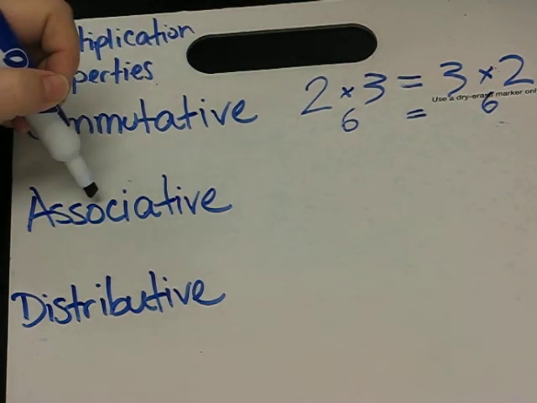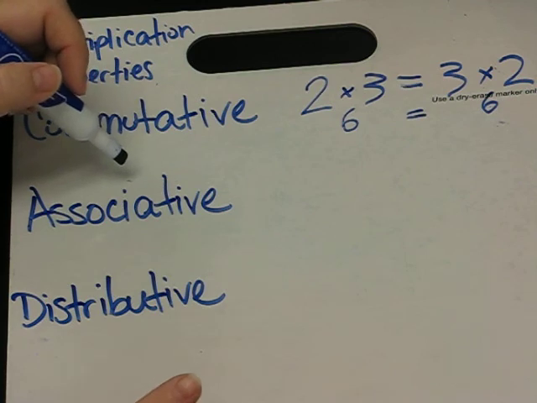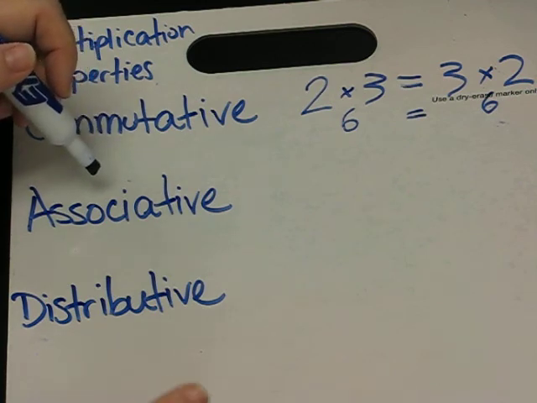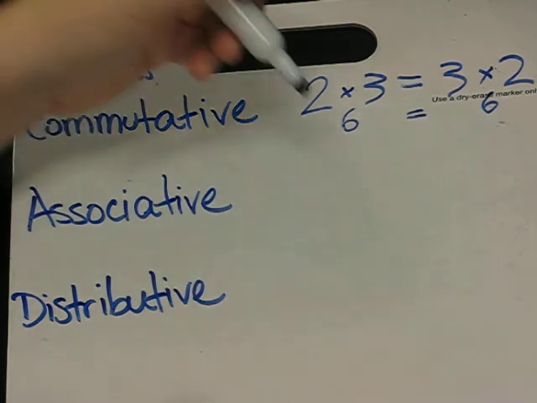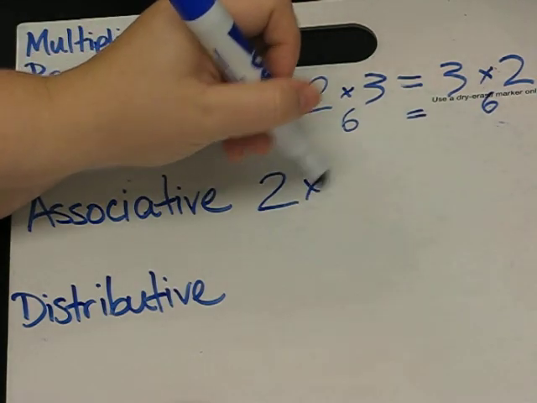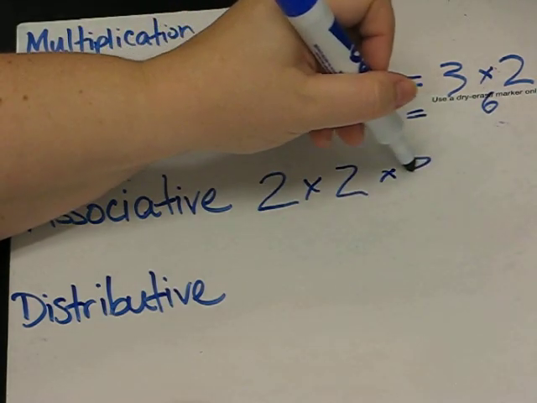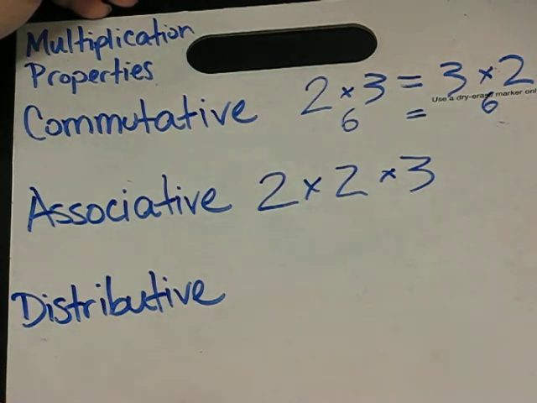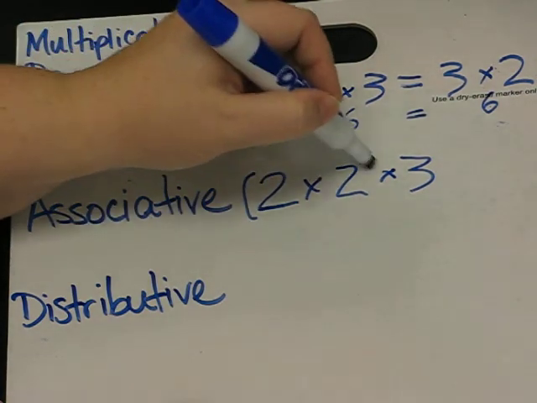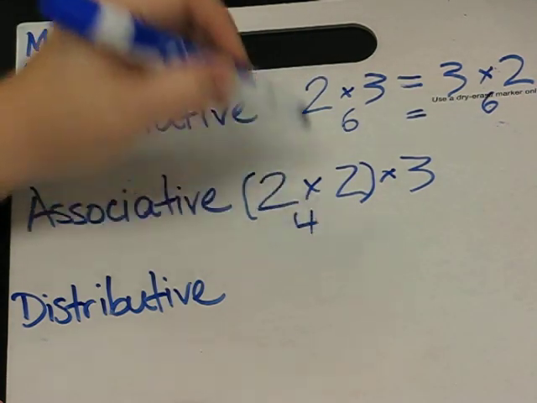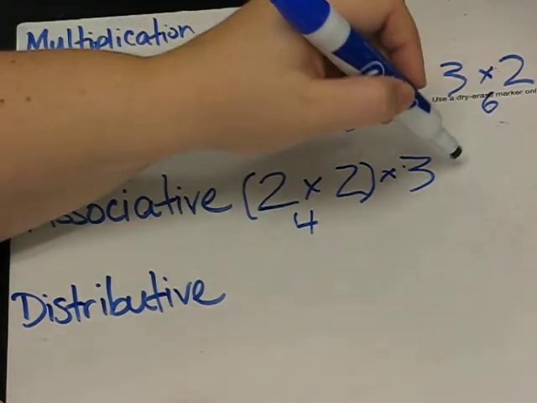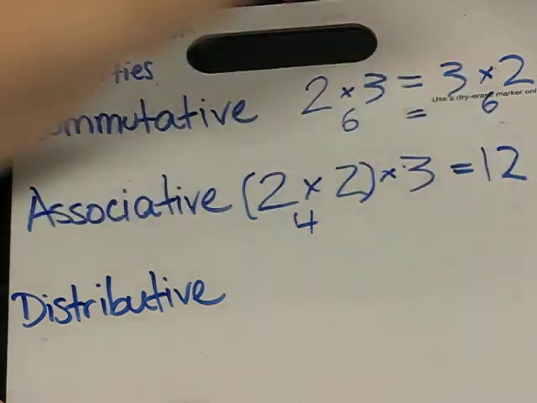Okay? Associative property says that I can multiply any three numbers or more in any order and still get the same product. So if I have 2 times 2 times 3, I can multiply those in any order and still get the same product. I can do 2 times 2 first and get 4. And then do 4 times 3 and equal 12.